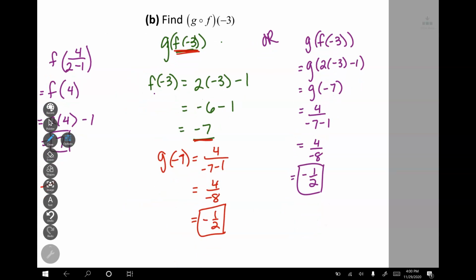If it makes more sense to you to break it apart, do it. If it makes more sense for you to keep it together, like so, then you can do it that way as well. All right, that concludes 3.4.